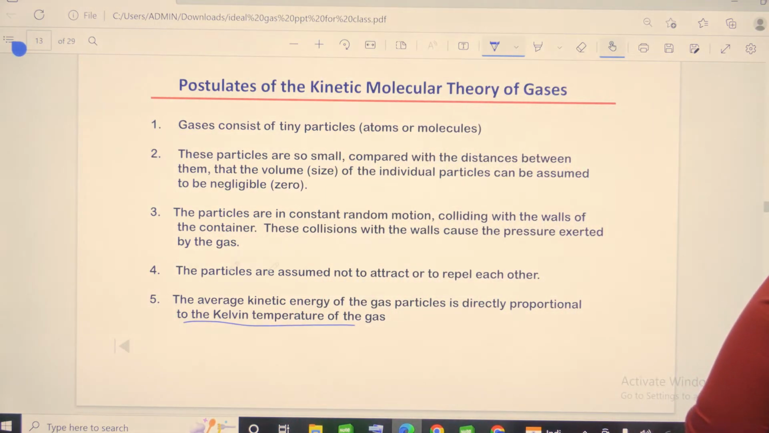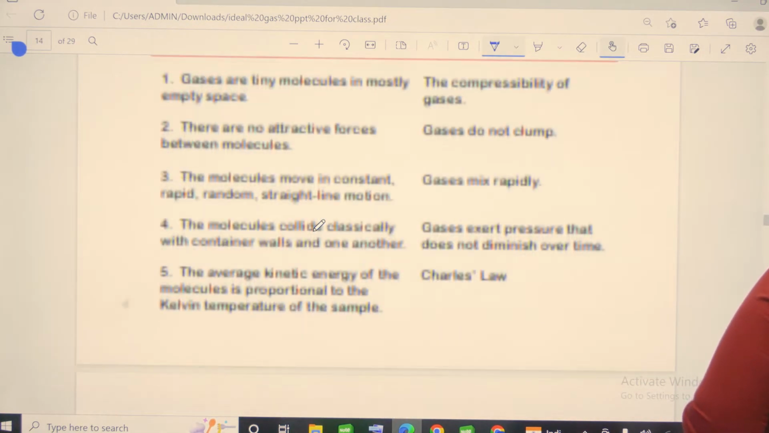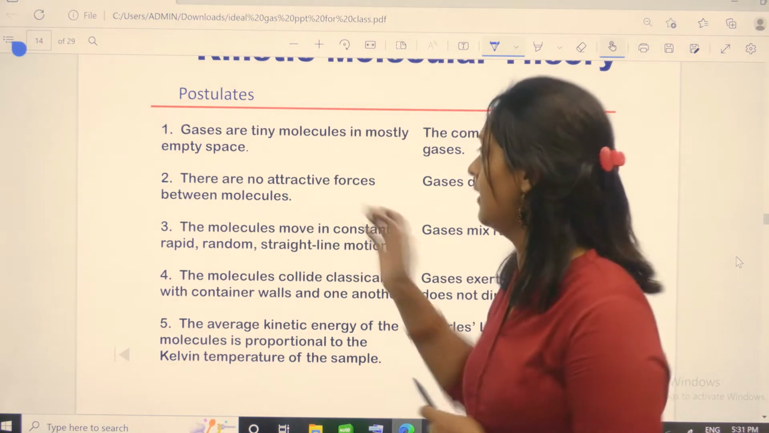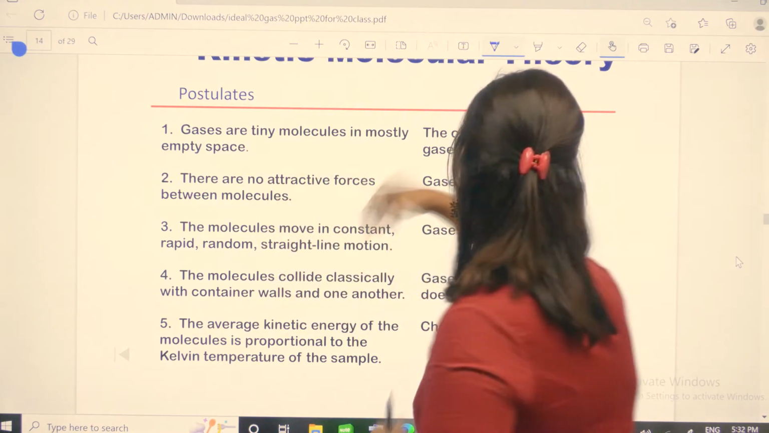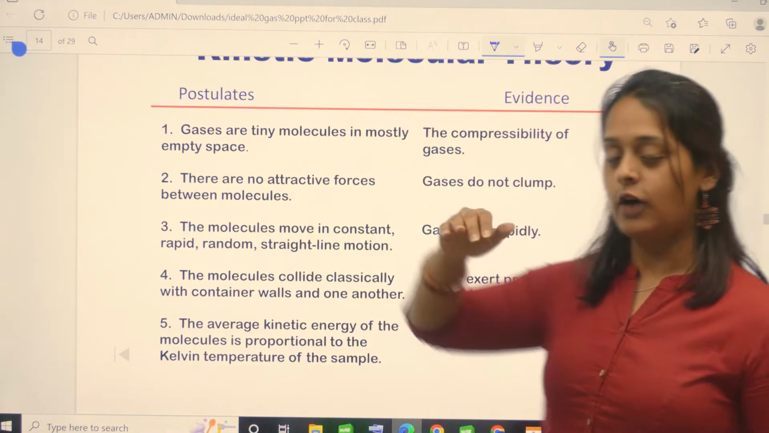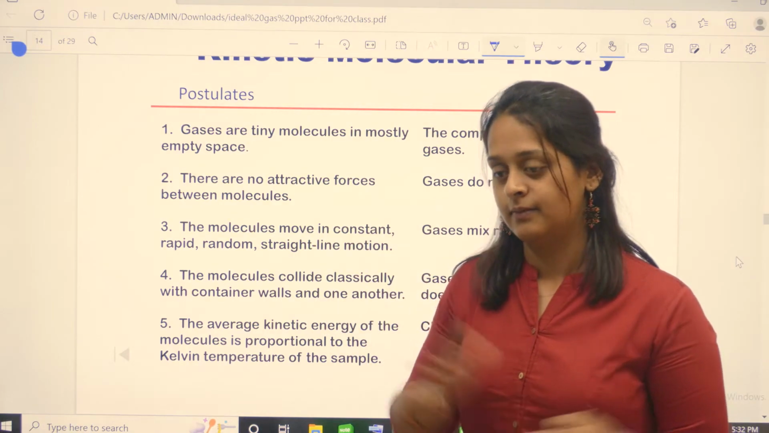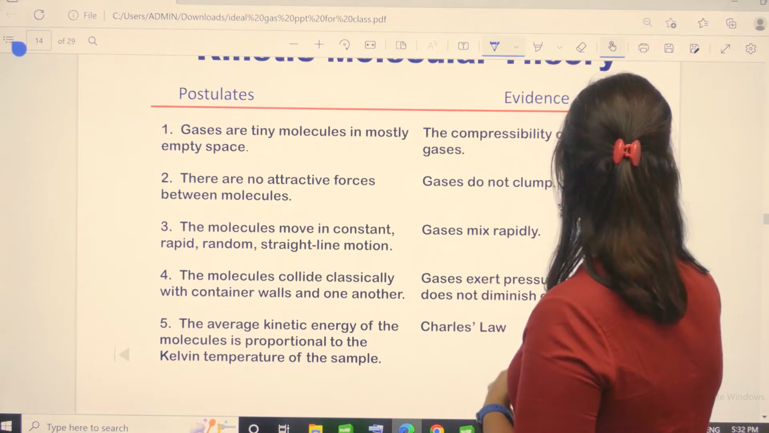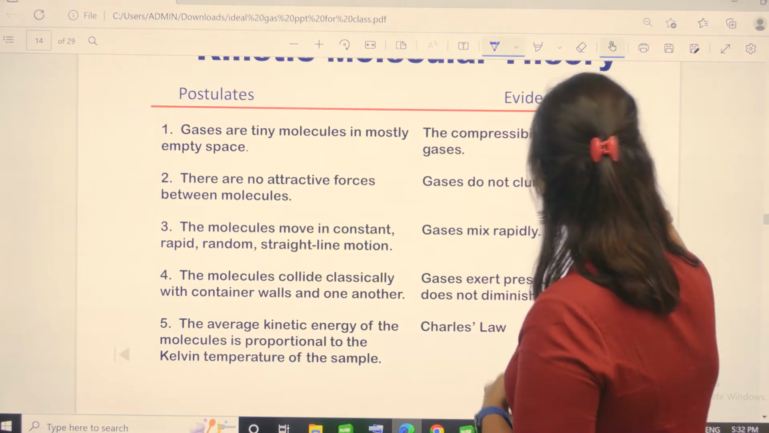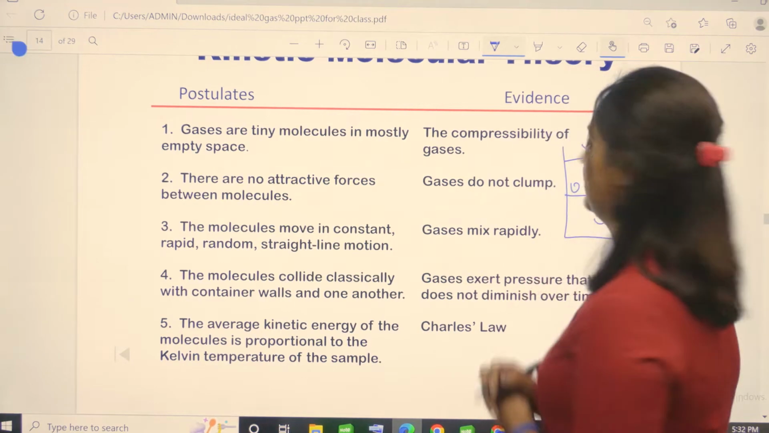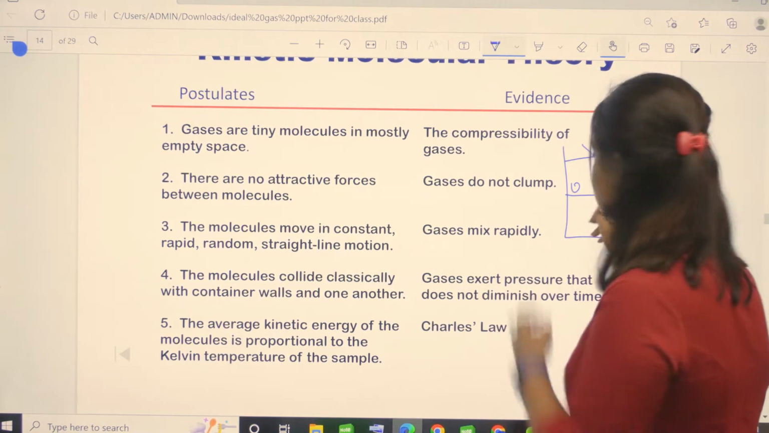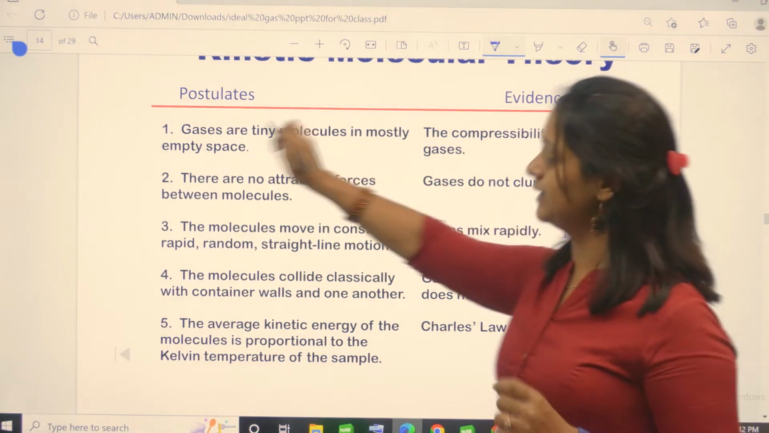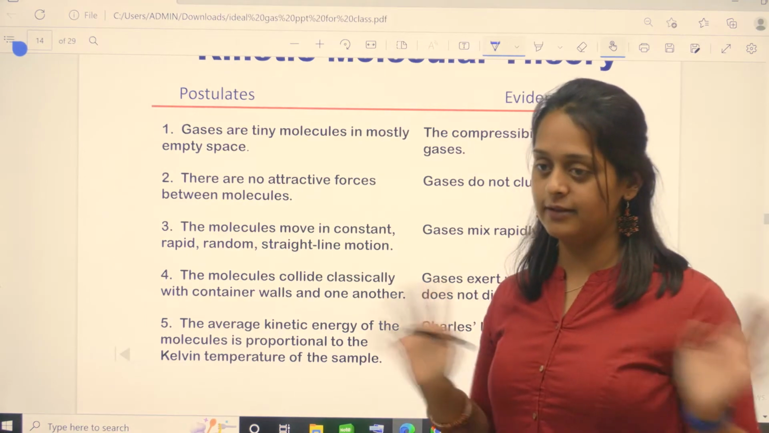When he made these assumptions, what were the evidences for these postulates? He must have derived them from somewhere. The first thing, that the particles are tiny, came from compressibility. I know I can compress a gas. If this was the space occupied by the gas, and I exert pressure, I can compress the gas and make it reach this volume. So the compressibility of the gas led to the fact that the particles are very tiny, because there are a lot of empty spaces between them.